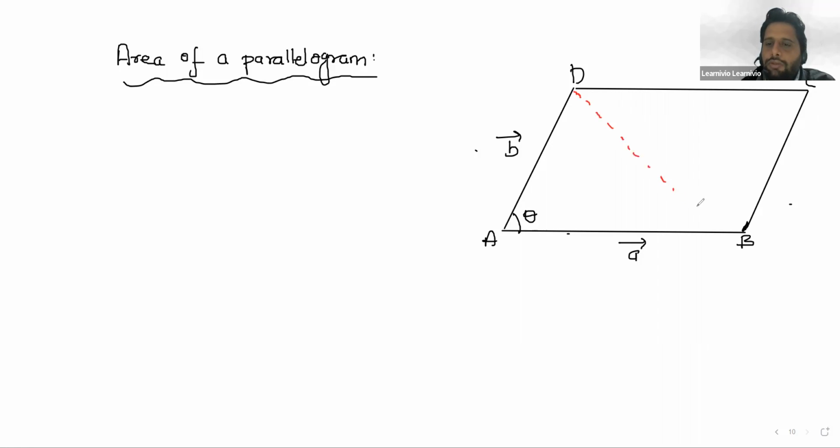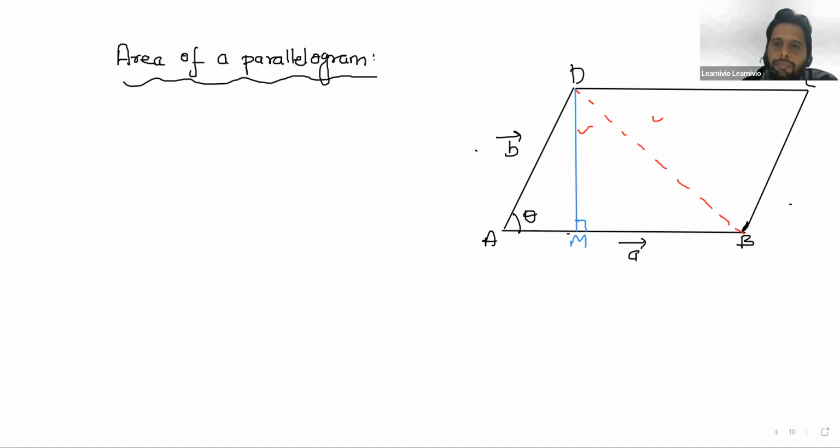Okay, it's a parallelogram. So this triangle and the next triangle are equal, congruent. So this one and this one are congruent. So we will find the area of one triangle and multiply it by 2. Now, here we will draw a perpendicular.